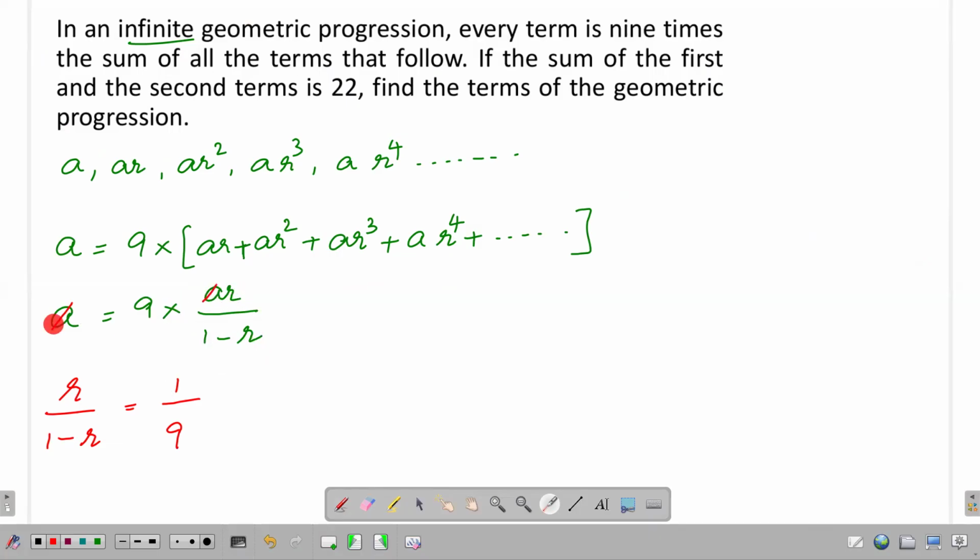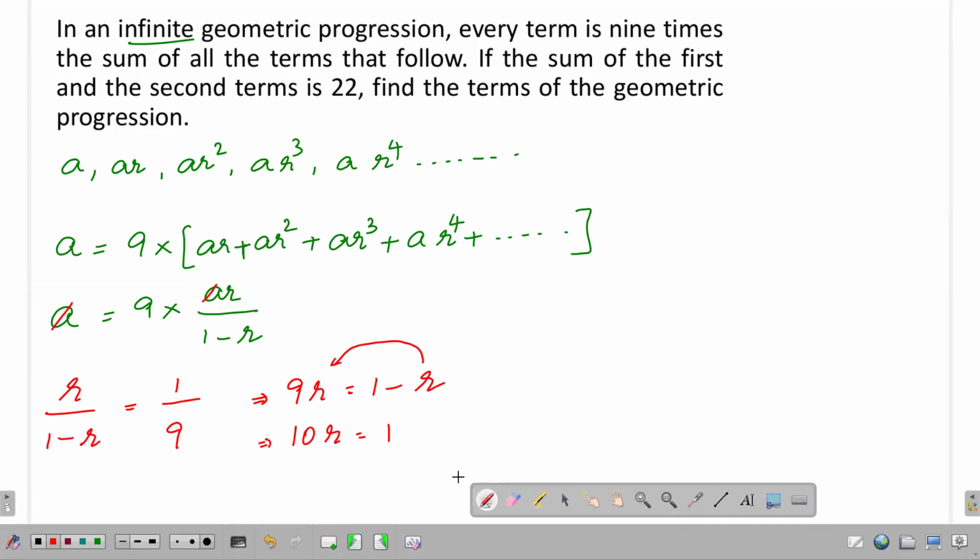So we can cancel that a and a here. r by 1 minus r is equal to 1 by 9. Do the cross multiplication. I can see that 9r is equal to 1 minus r. I just did the cross multiplication. Taking this minus r to the left hand side, it will become 10r is equal to 1. And that gets me the common ratio here. It is equal to 1 upon 10. So I got a breakthrough here. r is equal to 1 upon 10. But a got cancelled. You saw that? So I want to now find what is that a as well. But it is easy for you to find.